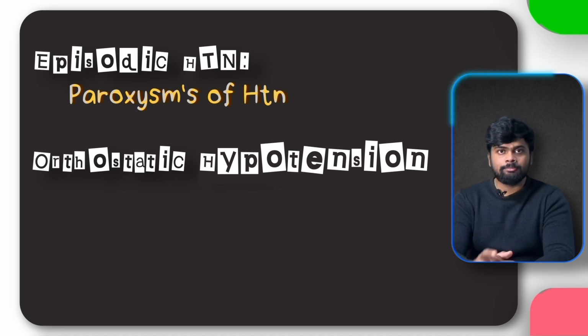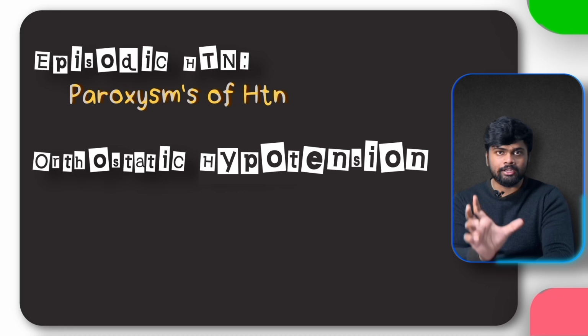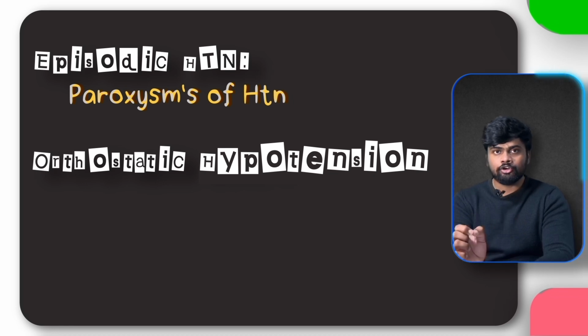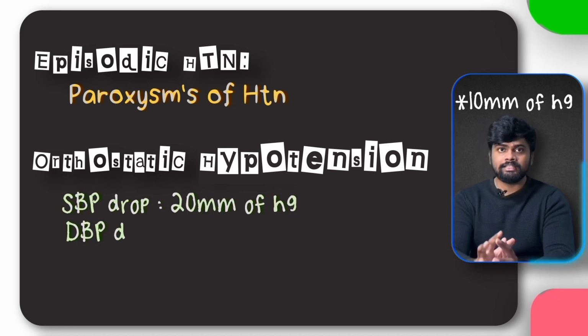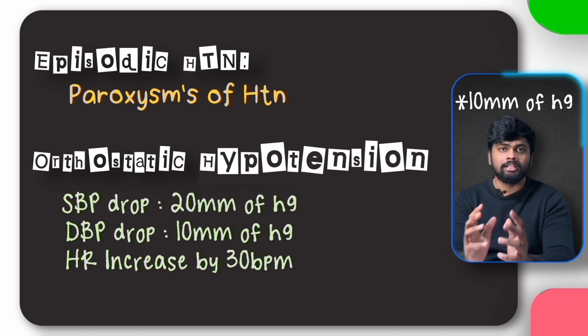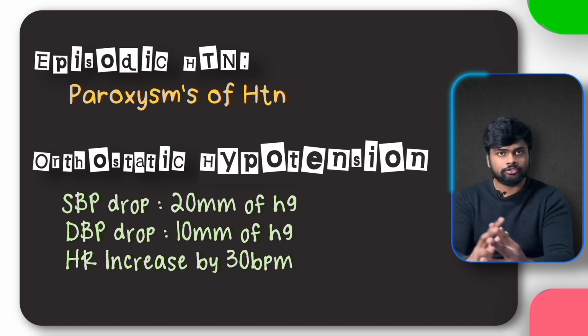stand up and measure the blood pressure at 1 minute and 5 minutes. At 1 minute and 5 minutes, whenever we measure the blood pressure, if there is a drop in systolic blood pressure by 20 mm of Hg or diastolic blood pressure by 30 mm of Hg, or there is an increase in heart rate of 30 beats per minute, then the person is said to have orthostatic hypotension.